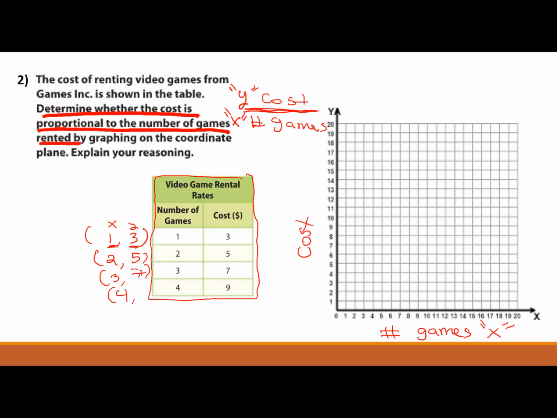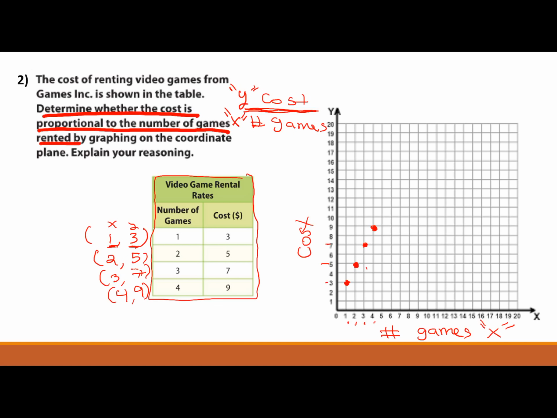And 4 games cost $9. So let's go ahead and graph that. One game costs $3. That's this point right here. 2 games cost $5. That's this point right here. 3 games cost $7. Right, $7 for 3 games. And 4 games cost $9.